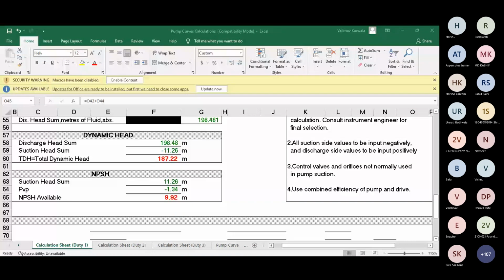Yeah, sir, one pump is standby and one pump is running. So what is the standard? One common recirculation line is enough. If you have the same fluid, and if at a time only one pump will be running, then you should give only one recirculation line.